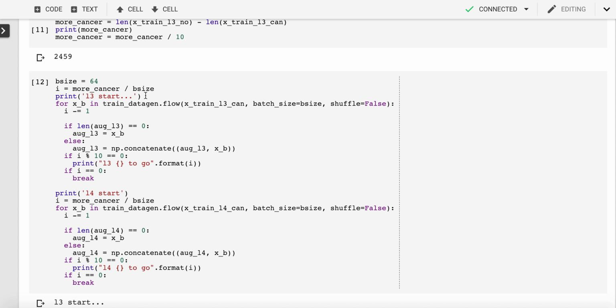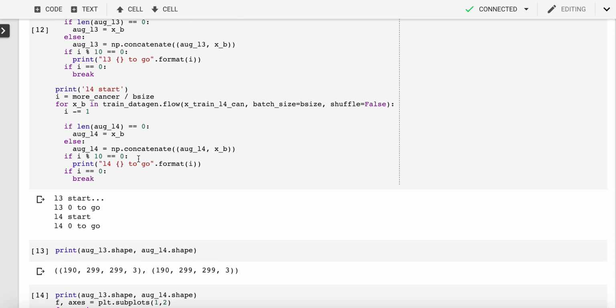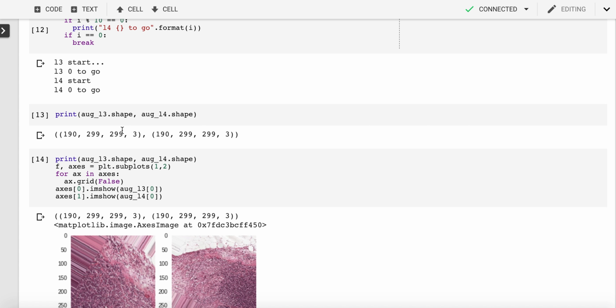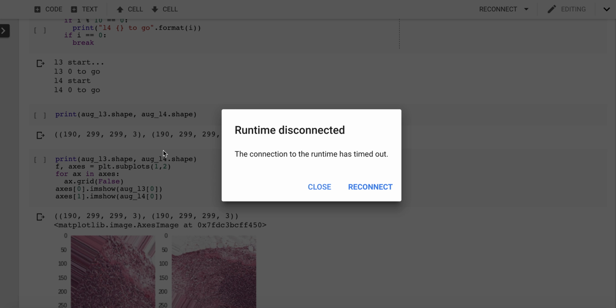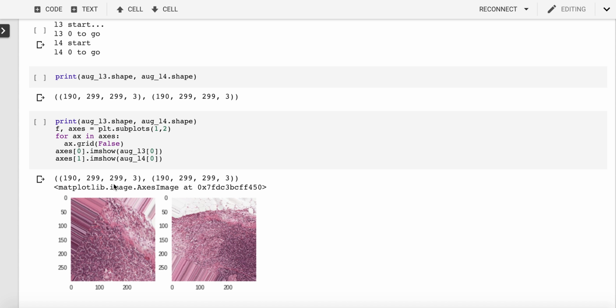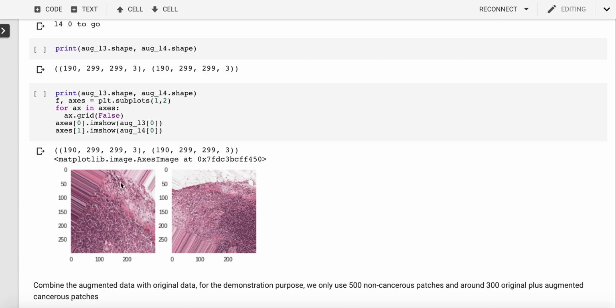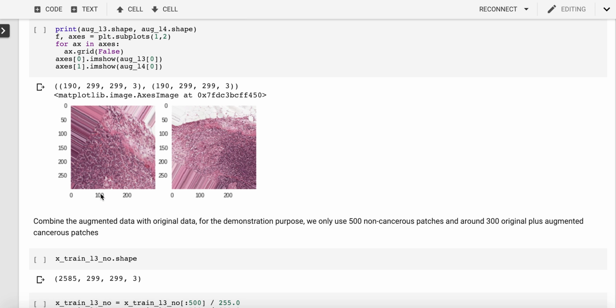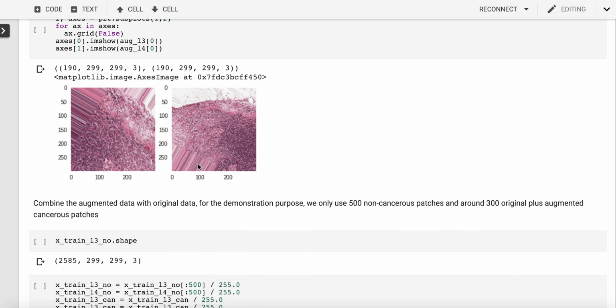So in the end, we would generate around 200 more patches for each level. These are all new. And yeah, we can see we have 190 augmented patches for both level 3 and level 4. Let's take a look. So yeah, these are the result.